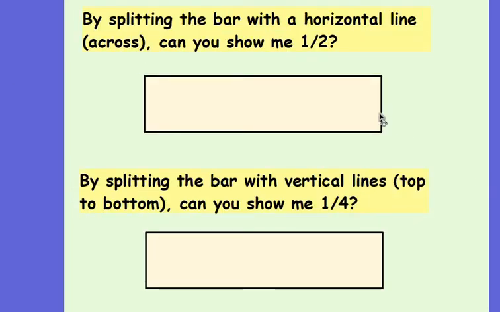Over to you. In your light blue books, by splitting the top bar with a horizontal line and a cross line, can you show me a half? And then on the bottom bar, can you show me a quarter by splitting it with lines top to bottom? Pause the video and have a go at that in your light blue books now, please.